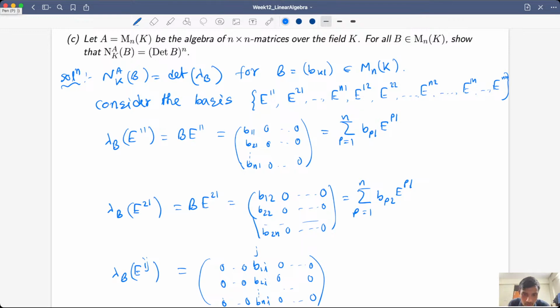So this is the jth column. So the jth column I can write as the sum over p equal to 1 to n of B_pi E_pj, right? Yes, B_pj. So this is in general for ij.